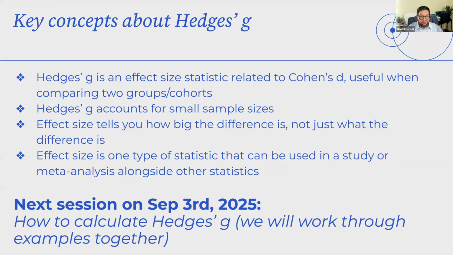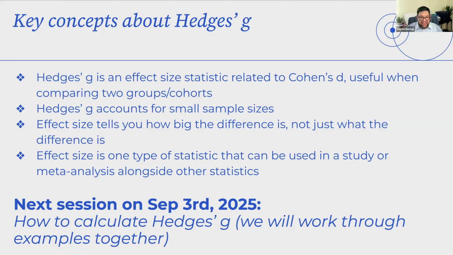So I think the key concepts to remember are, again, that Hedges G is an effect size statistic related to Cohen's D, specifically useful when comparing small sample sizes and looking at, I would say, two groups or two cohorts, or the difference between two things. That effect size tells you how big the difference is, not just what the difference is. And so it's not the same thing as looking at the average or looking at the statistical significance. It's the relative size of the difference that you're observing in your data.